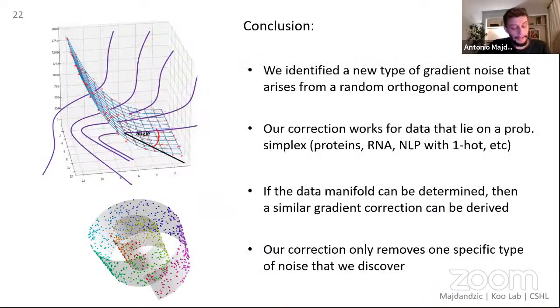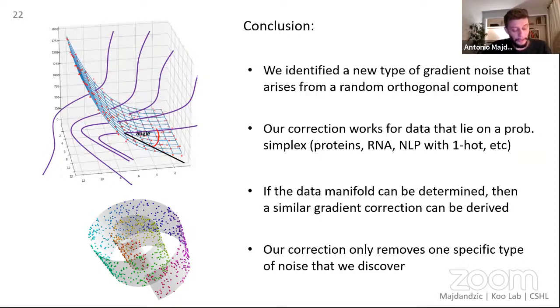In conclusion, we identified a new type of gradient noise present in data with constraints that arises from a random orthogonal component, which is a common case in biology, including DNA, RNA, and proteins, where one-hot representation is used, as well as in other fields such as NLP with one-hot representations. We derive the correction for a flat probability simplex, but if any manifold, including curved ones, that constrains the data can be determined, then a similar gradient correction can be derived.